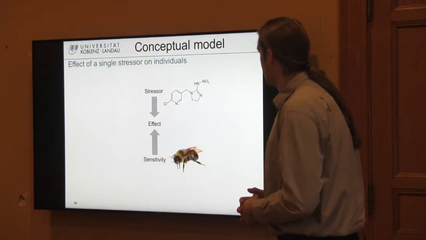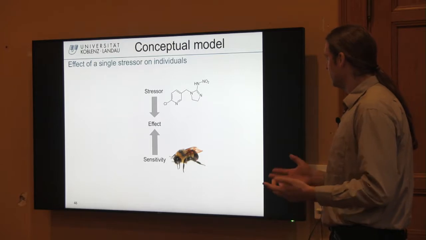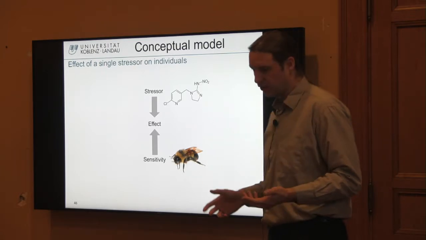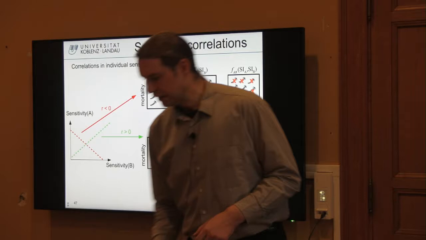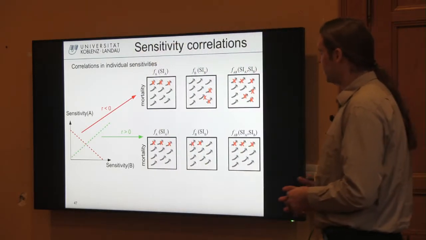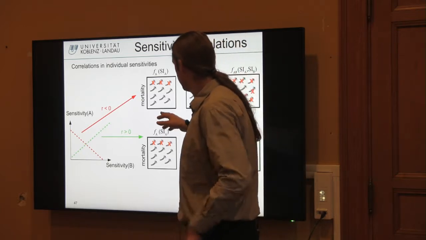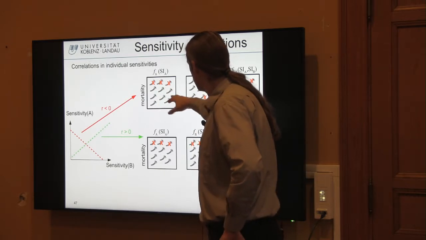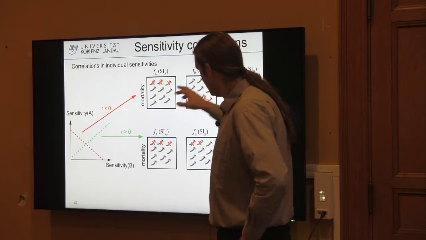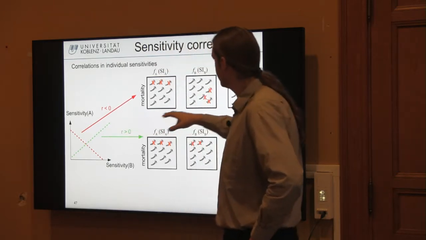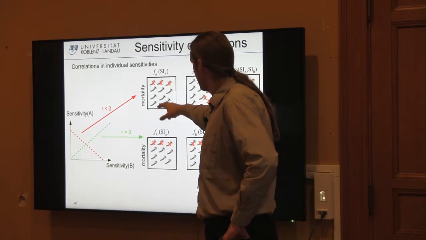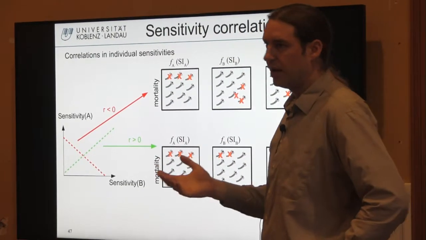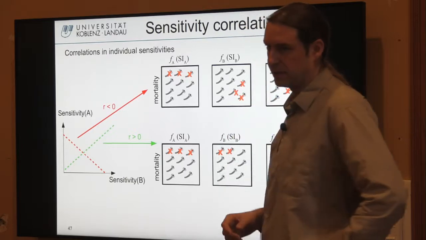And here, just a small terminological and conceptual diagram. So sensitivity, of course, is beside the stressor level a determinant of the effect. And if we look at the relationship between sensitivities, you have one case here. So the same individuals here are in the same position in the second plot. If sensitivities are negatively correlated, that means for a stressor A, the individuals that would be affected are different than for the stressor B. And if you have this case, then overall you have additivity.